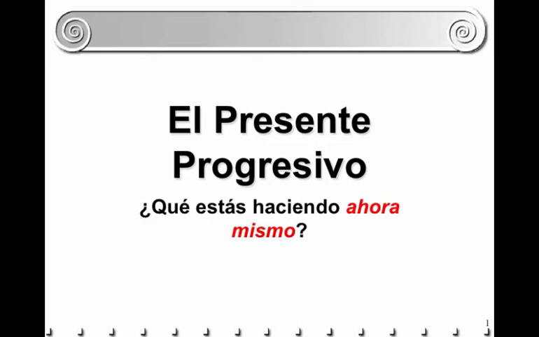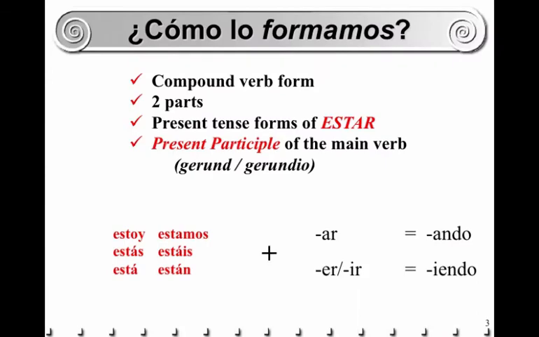El presente progresivo. ¿Qué estás haciendo ahora mismo? Are things that you are doing right now. So now I'm going to explain to you how to make the present progressive in Spanish.